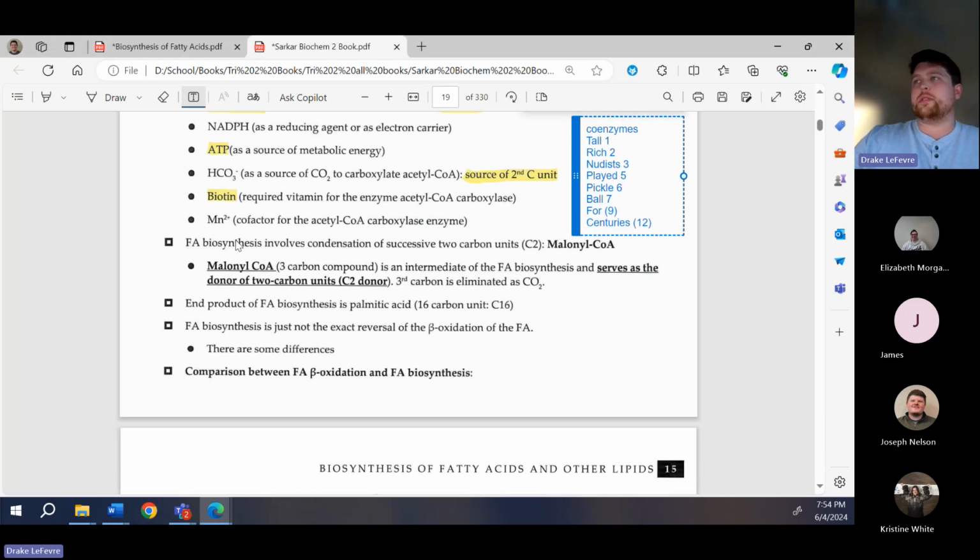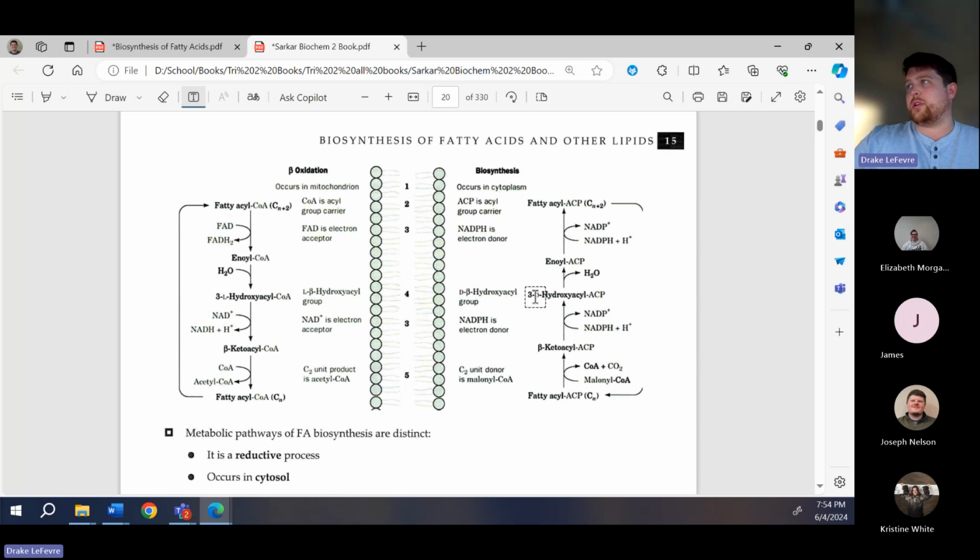Fatty acid biosynthesis involves condensation of successive 2 carbon units, which are malonyl CoA. Malonyl CoA is an intermediate of the fatty acid biosynthesis and serves as the donor of 2 carbon units. The third carbon is eliminated as carbon dioxide. It should be a nice little picture here.